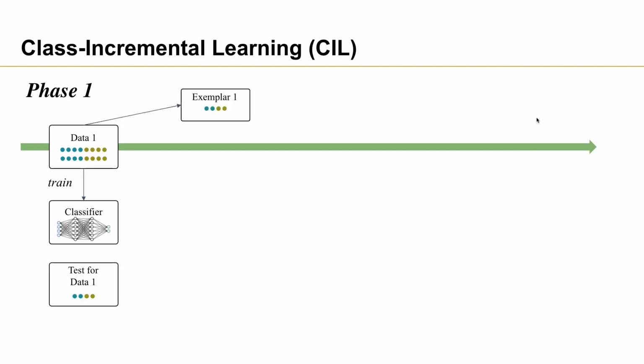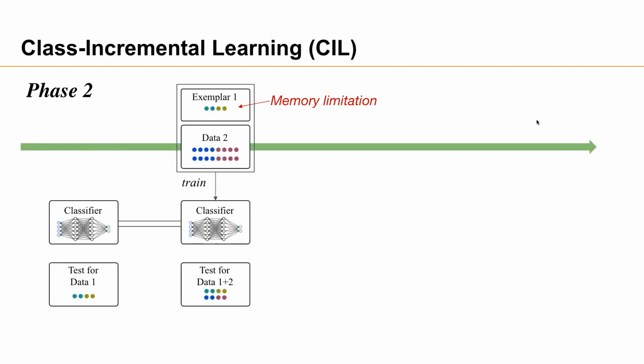In the second phase, due to the memory limitation, we cannot keep all samples in data 1. We select example 1 from data 1, and we get data 2. We update the classifier and conduct the evaluation on all concepts the classifier has learned so far, which is the standard setting.